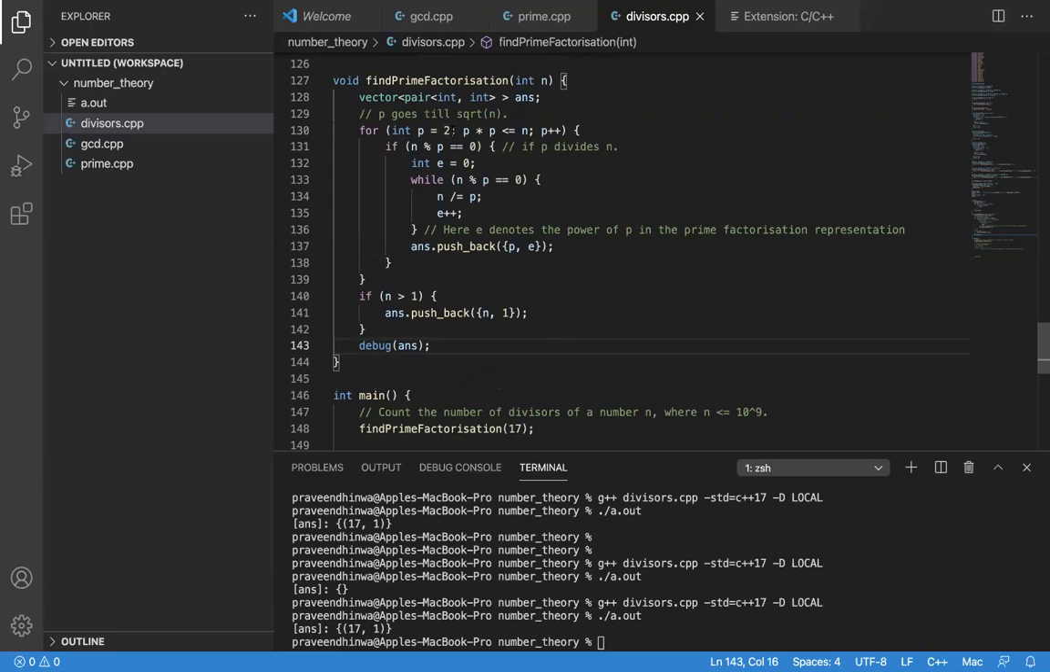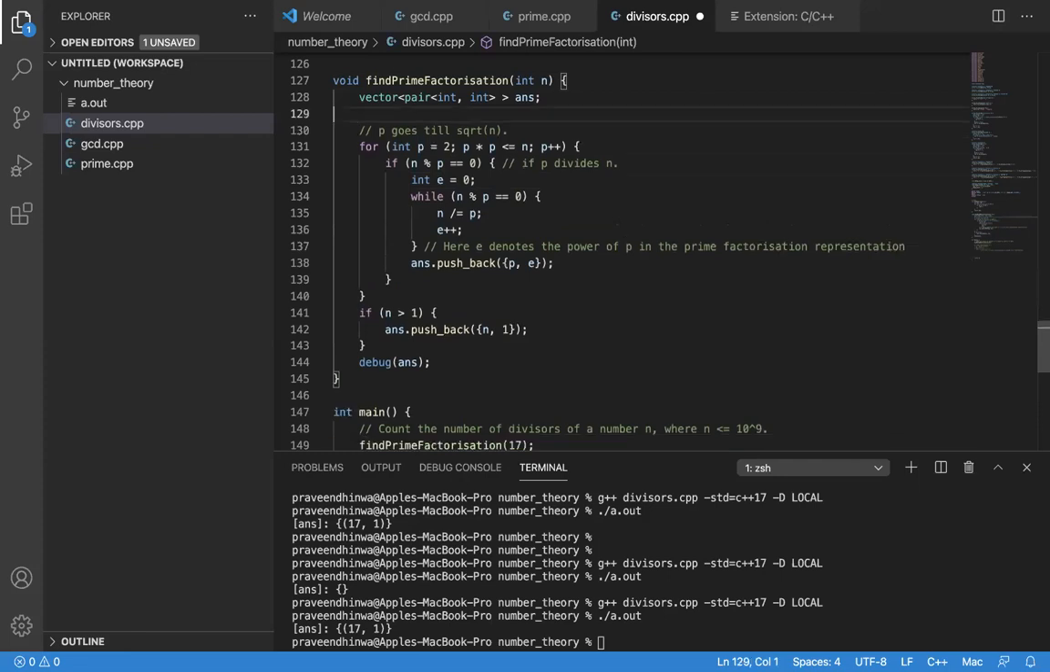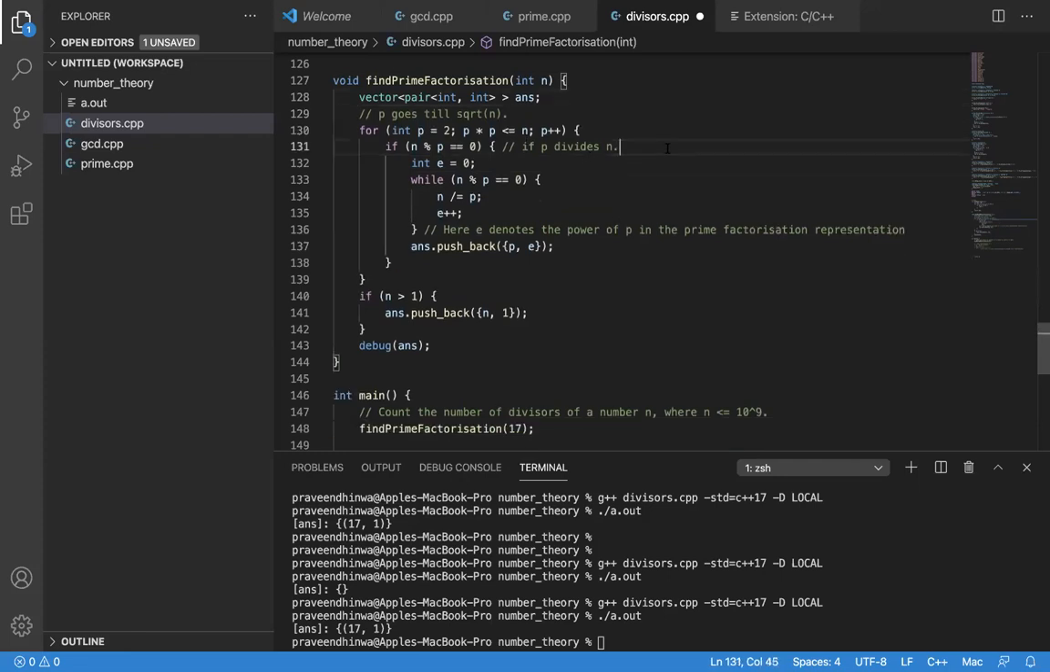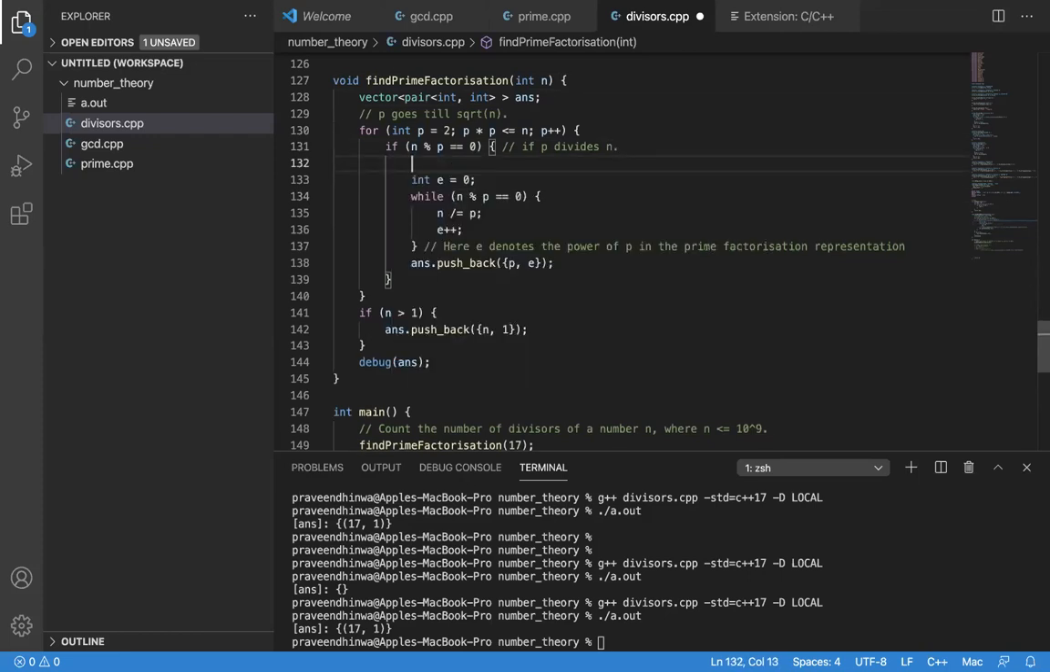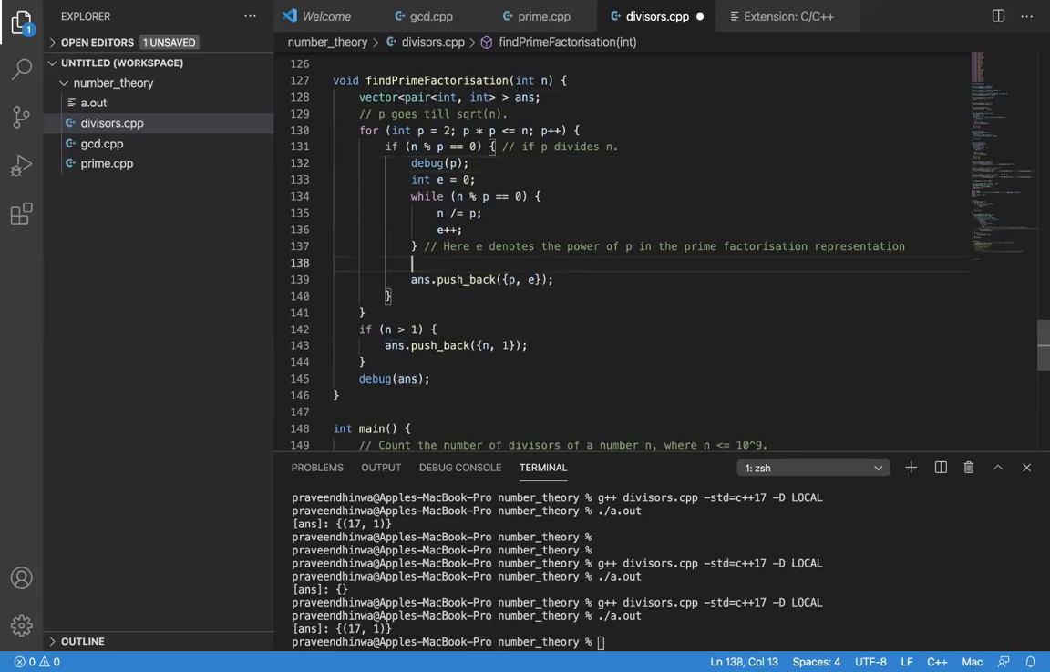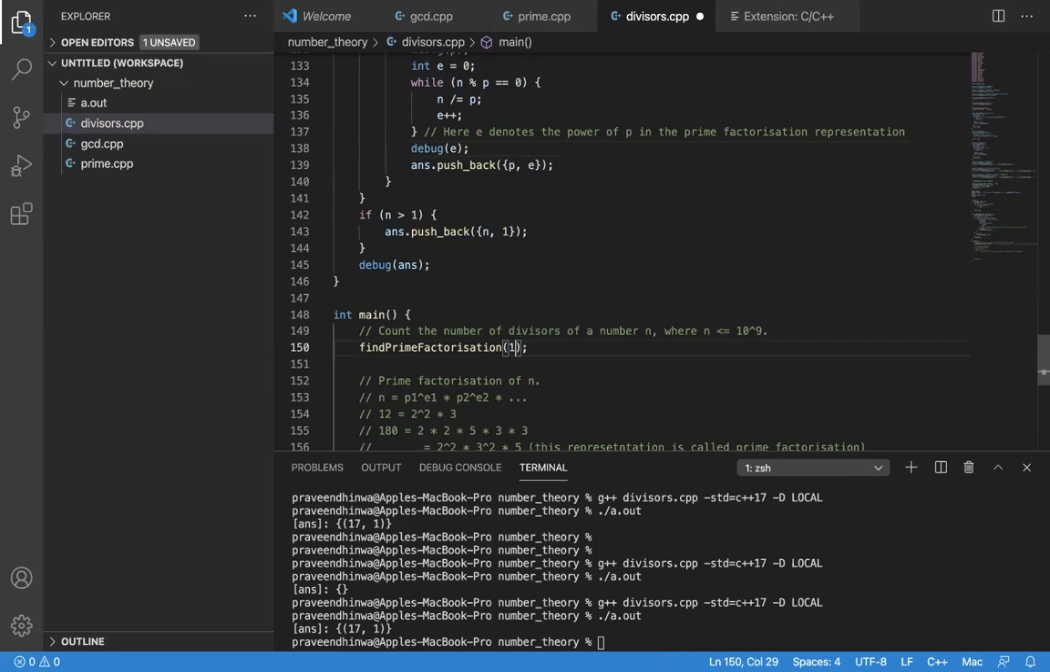Okay, the while loop is not clear. So basically, let's say n was 180. Let's try running this program in case of 180. So what do we debug? Let's debug prime p, and let's also debug e. Let's run this in case of 180 and see what is happening.